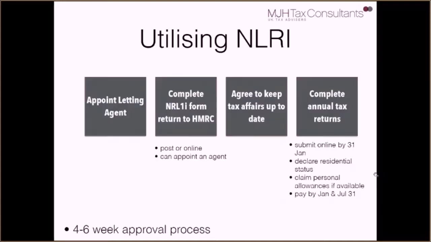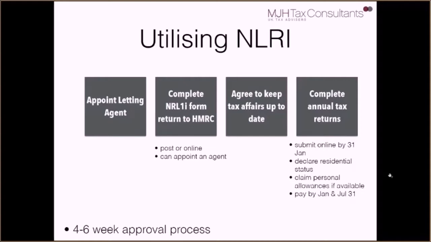So the process for obtaining what's called your non-resident landlord scheme registration is you can't really make that application until you know who your letting agent is. So once you've purchased the property and then appointed your letting agent, you then need to complete what's called a form NRL1I, which applies to individuals, and there's a separate form if you use a non-resident company. It's a relatively straightforward form, but obviously what it does is divulge your details, your name, address and letting agent details and your expected gross income to the UK authorities.